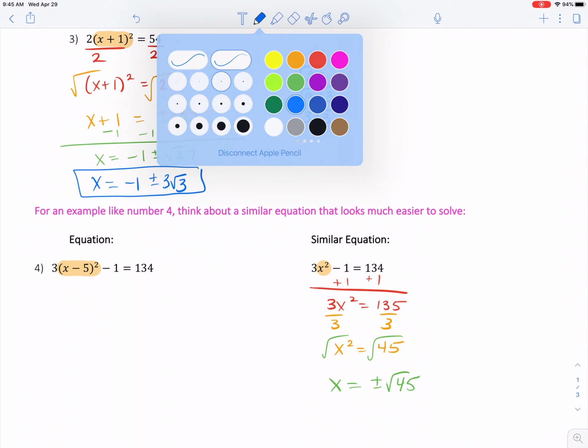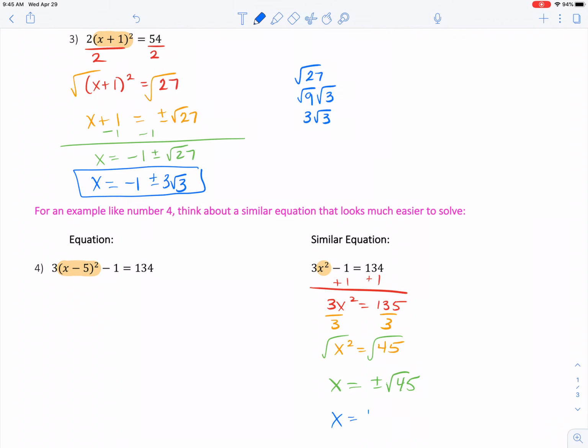And lastly, we're going to simplify the radical. Plus or minus, the square root of 45 is 9 times 5. This was a homework problem from yesterday, a worksheet problem. So 3 square root of 5. So notice how this answer looks different than the 3 answers we had above.